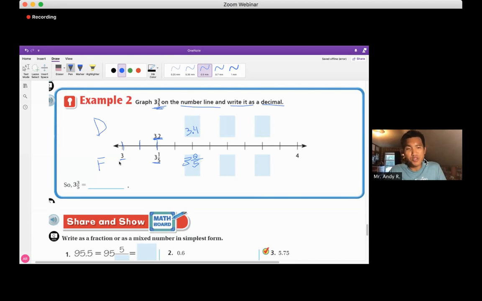So just look at the pattern. The distance between 3 and the next line is 3 1/5, or 3.2 in decimal. Then you just think of going the same distance. Here's a line, and the next line must be 3 2/5, and then 3.4.